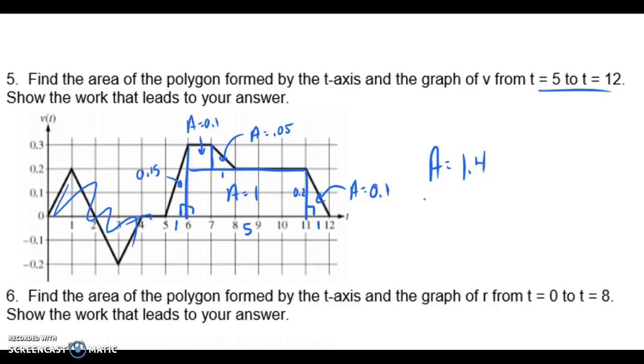If you found 14, you're on the right track. You found the area of all those shapes, but that vertical scale being 0.1 kind of throws us off a little bit.